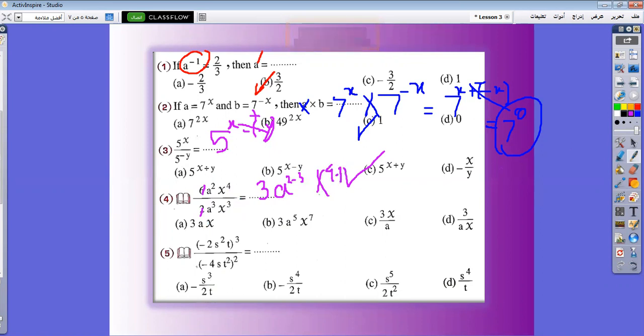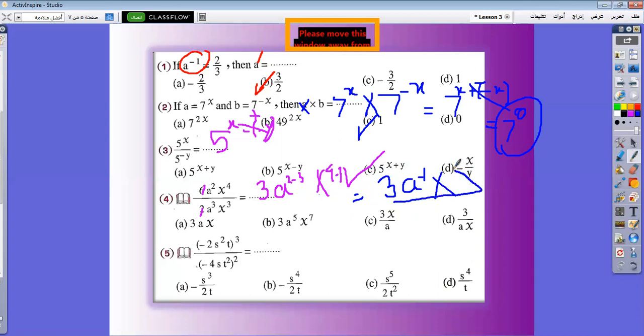Let's start to simplify them. Yes, it will be 3. a power 2 minus 3 is a power negative 1. x power 4 minus 3, it will be x power 1. 4 minus 3 is 1, so it will be x power 1.